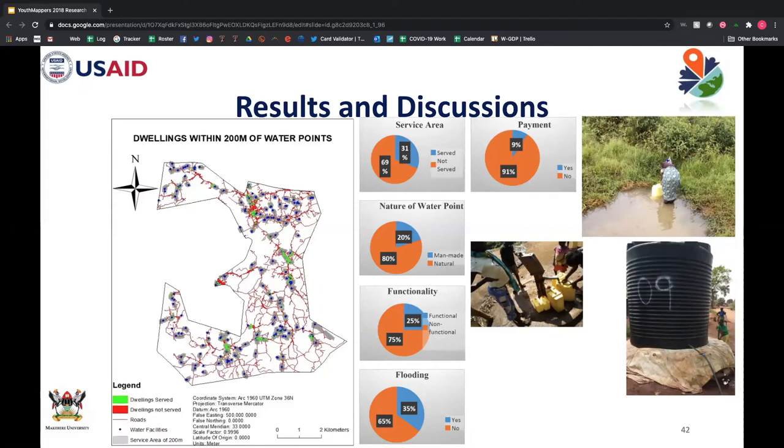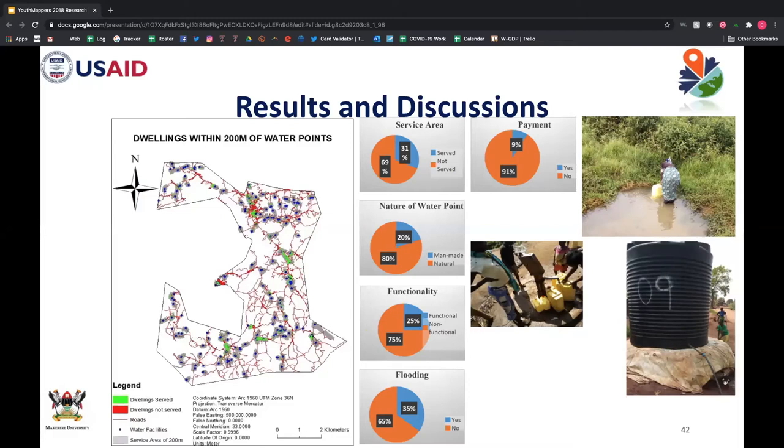Ideally, given that these natural water sources are open, not protected, and have not been closed off, this puts the people who collect water from these points at a very high risk of contracting waterborne diseases as compared to those who collect water from the man-made water points. Then functionality: we found that only 25% of the man-made water points were functional and 75% weren't. We found that 35% of the water points are affected by flooding. So during the rainy season, it's very difficult to get access to some of these points, especially the man-made water points.